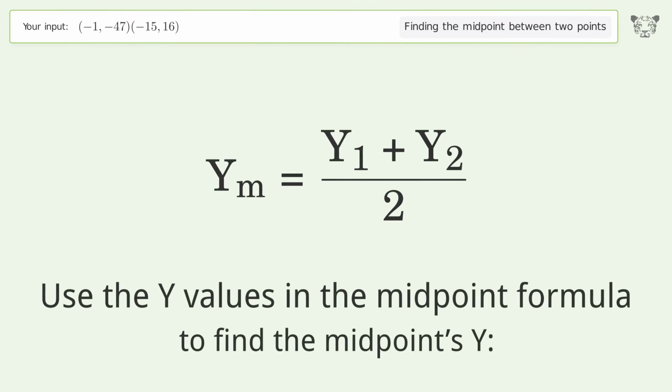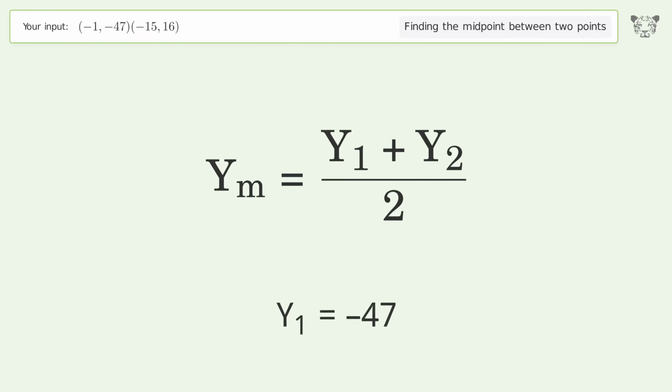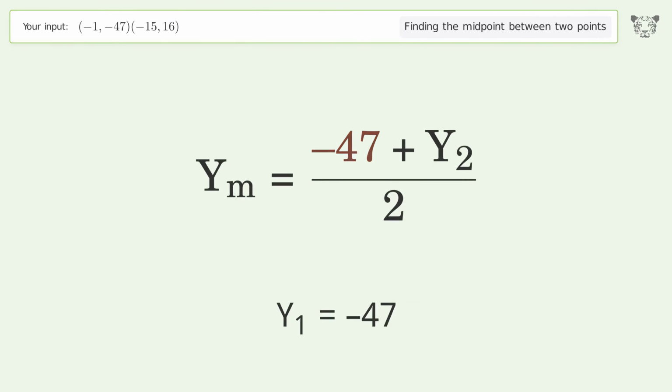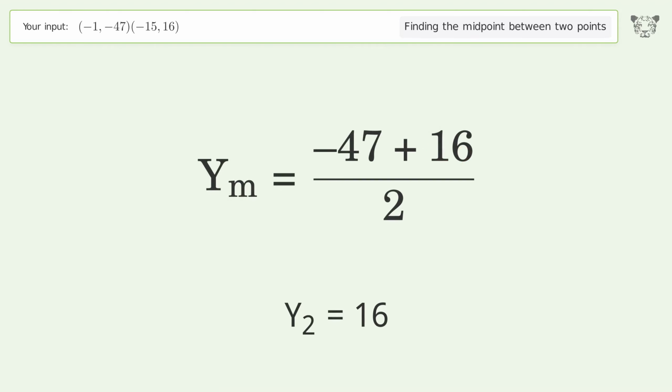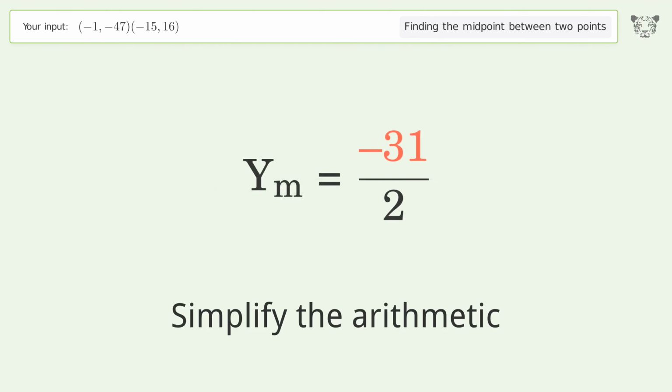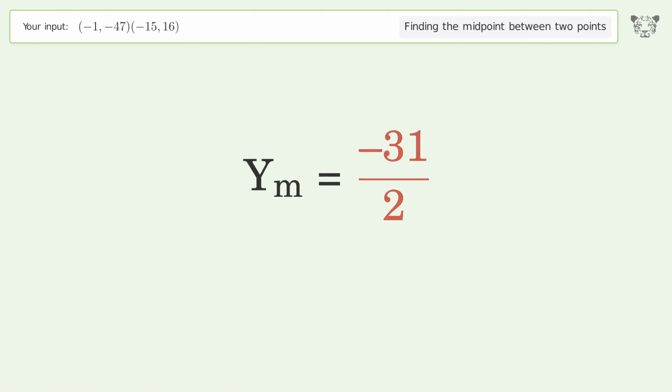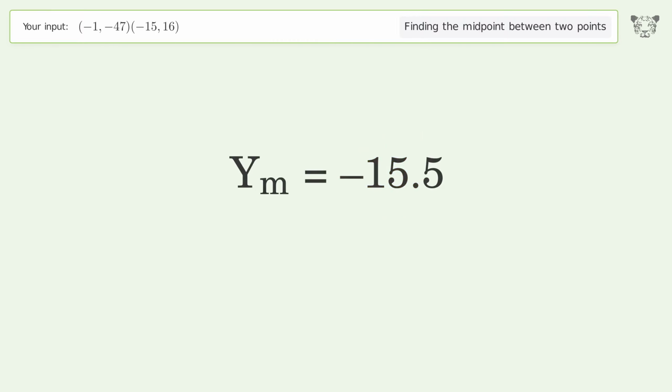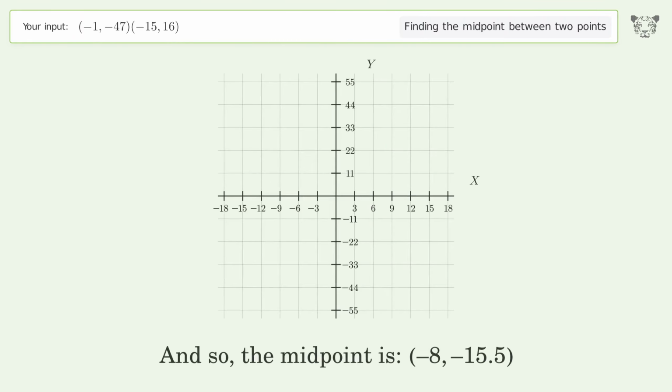Use the y values in the midpoint formula to find the midpoint's y. y1 equals -47. y2 equals 16. Simplify the arithmetic. And so, the midpoint is -8, -15.5.